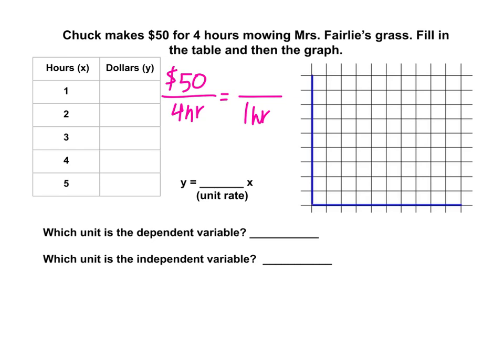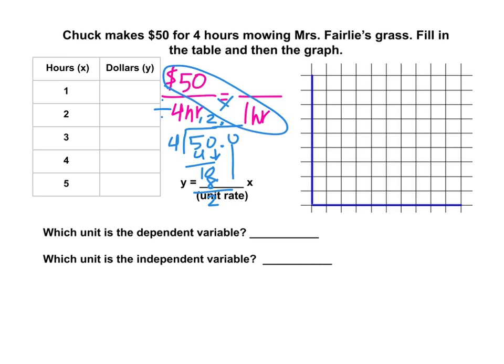Remember, anytime we're setting up these proportions, we are going to cross multiply and then divide. So 50 times 1 is 50, divided by 4. 4 goes into 5 one time, with 1 left over. Bring down your 0. 4 goes into 10 2 times, which is 8. 2 left over. I can't have a remainder, so remember this when we add our decimal, raise your roof, whoop, whoop, and then bring down a 0. So 4 goes into 20 5 times.